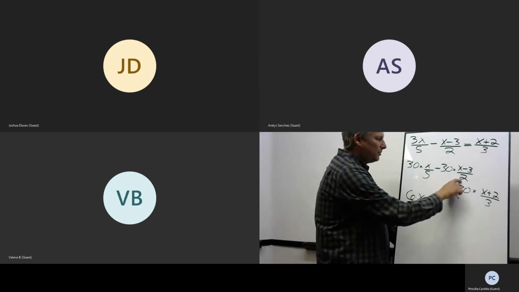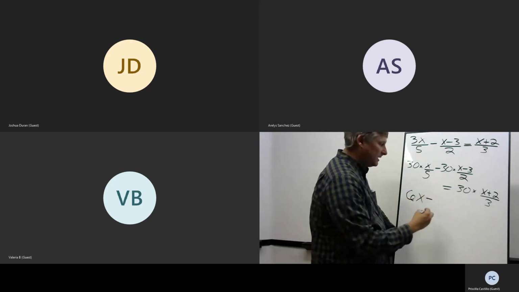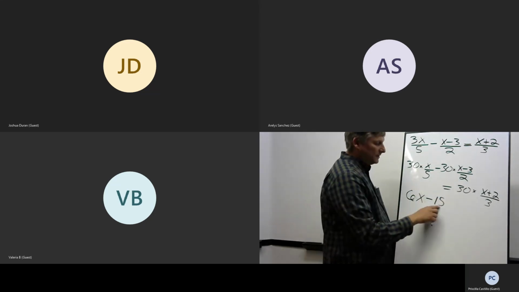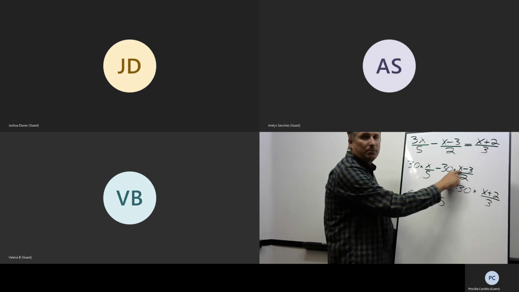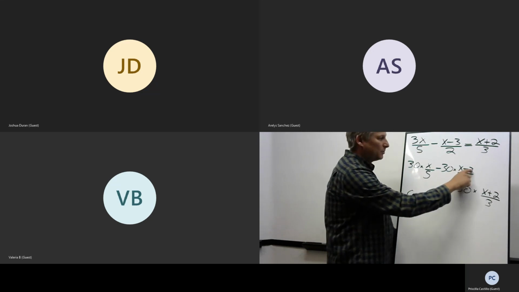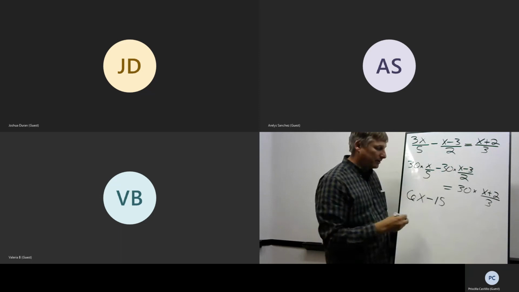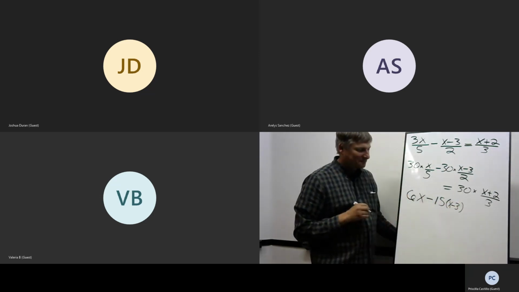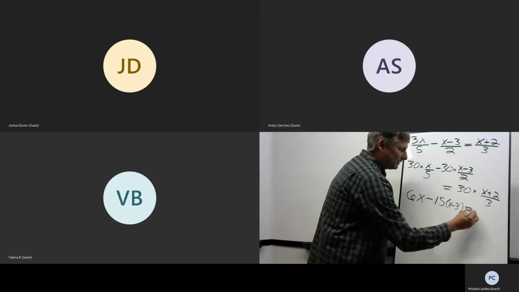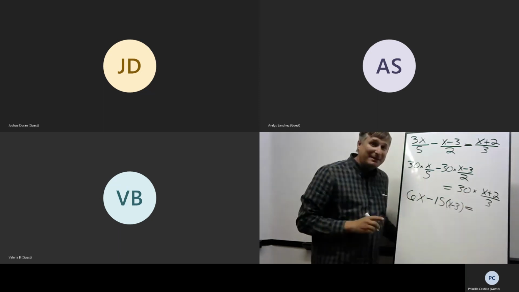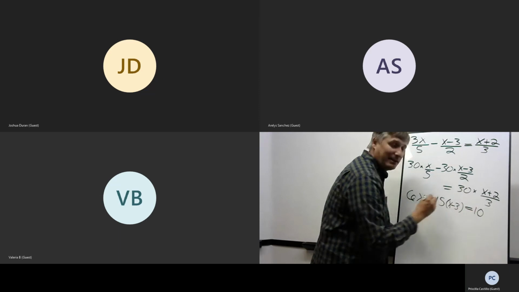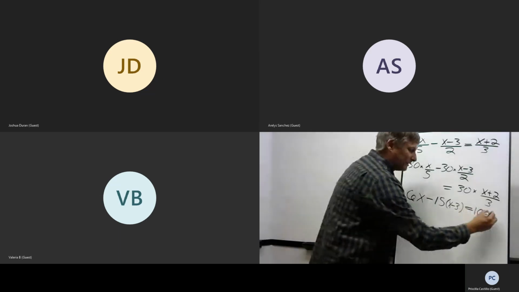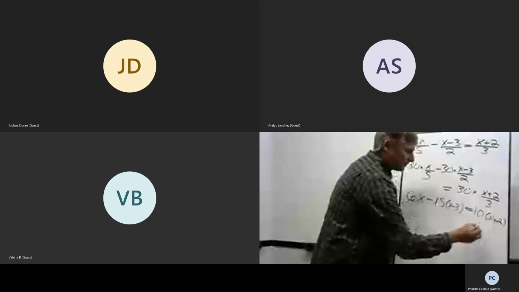Now this one, 2 goes into 30 15 times. Now we got to be a little careful with this one. This 15 is not just multiplying the 1x. It's multiplying the entire top part. So that top part is x minus 3. Finally, 3 goes into 30 10 times. And that 10 is multiplying the entire top part. And that's x plus 2.